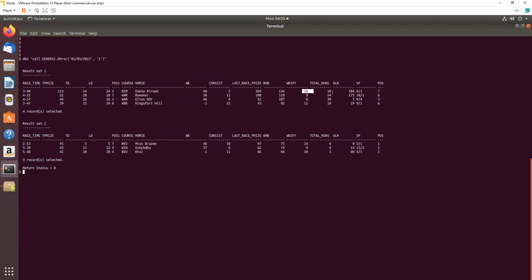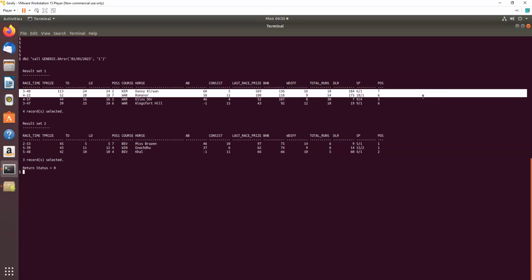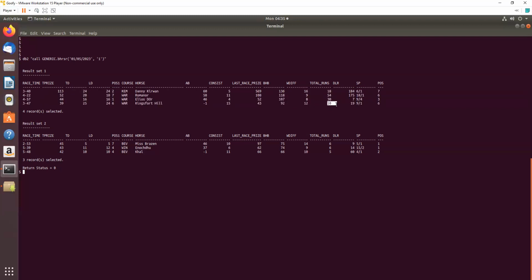The total runs is how many runs it's had in its career in any race code. So this horse has run in 18 races. Now, if we look at Roma, that's running 54. So it's a seasoned handicapper. And an unexposed horse is Kingsford Mill, which is running 10 races.